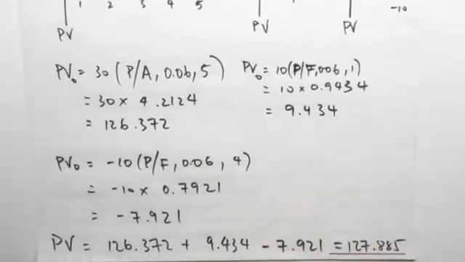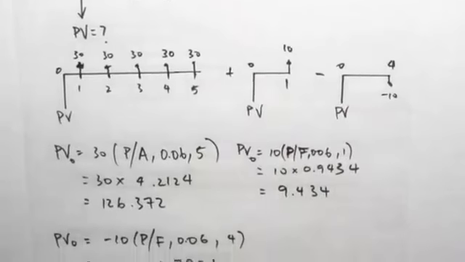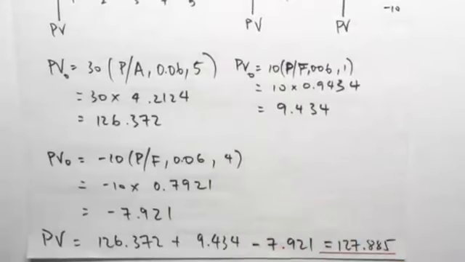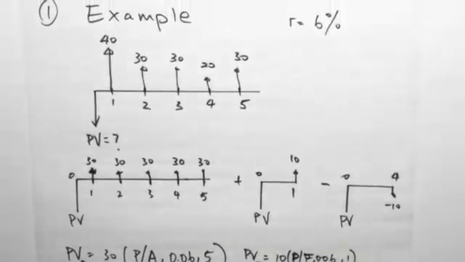Once I have found the present value of this, and this, all I have to do now is just add them up. We add the annuity because that has the inflow. We add the extra $10, but we minus the $10 in year 4 because we have $20 there. Once we add them all together and minus this value, we get the present value at year 0 to be 127.885.